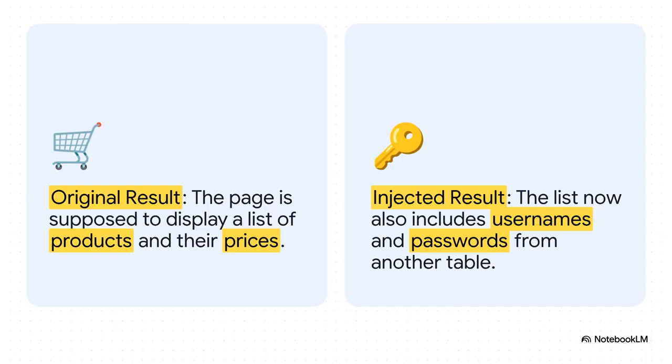And this right here shows you exactly what happens. The web page thinks it's just showing a list of product names and prices, but because of the union attack, the attacker has secretly added the usernames and passwords from the users table into that very same list. To a regular user, it just looks like a glitch. To the attacker, it's a treasure chest.